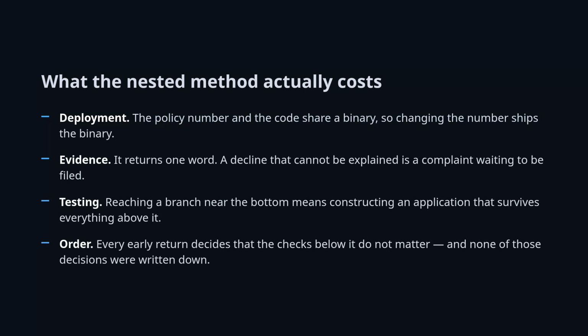The third is testing. A case that exercises one branch near the bottom has to construct an application that survives everything above it. So those tests get long and then they get skipped. The fourth is order. Every early return in that method is a decision that the checks below it do not matter, and none of those decisions were written down anywhere. We will find one of them later that nobody intended.